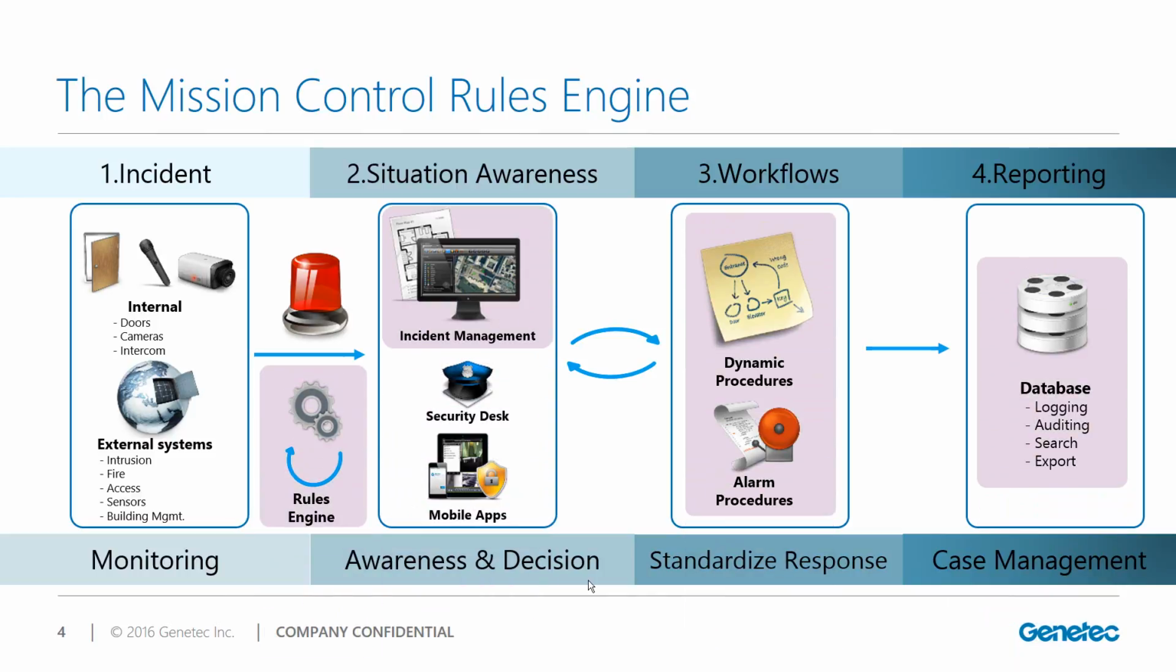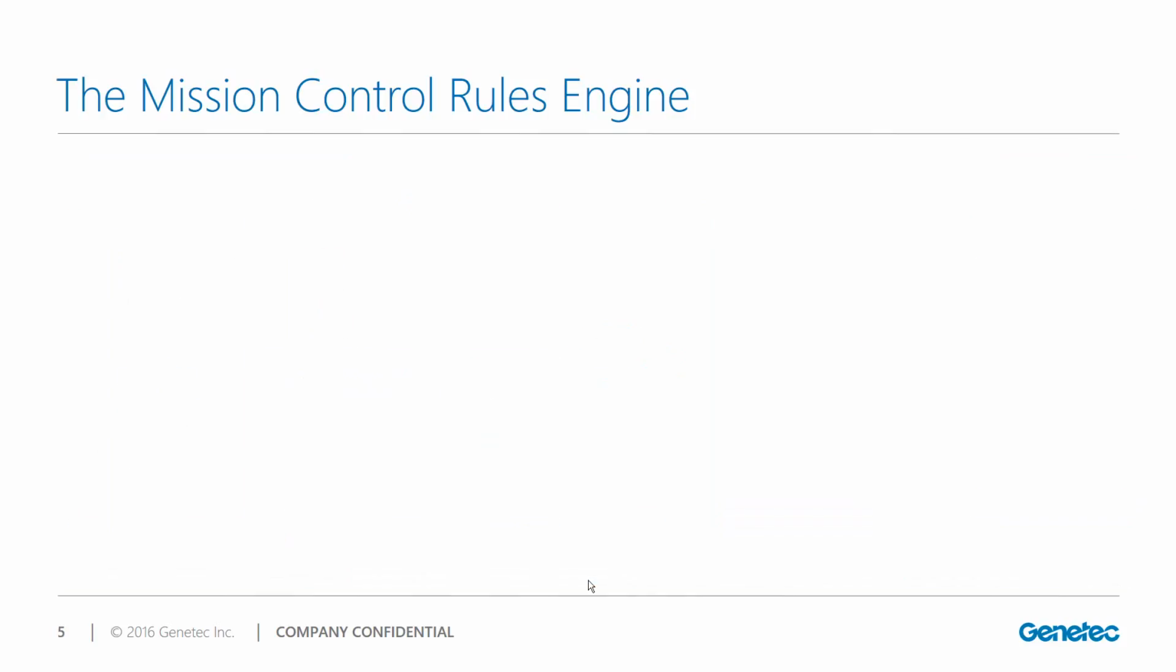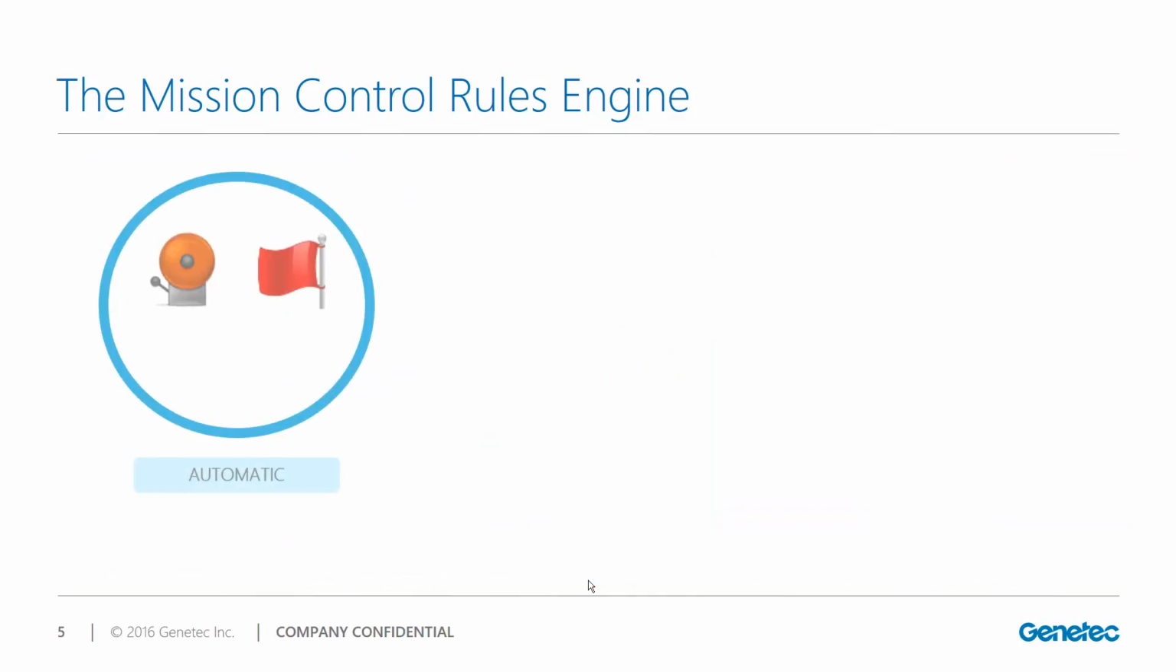The components in purple here are everything that's being used by Mission Control. So we have our rules engine, we have our incident monitoring task, we have our workflows, and of course we use databases to keep all this information. Let's take a look at how the actual rules engine works.